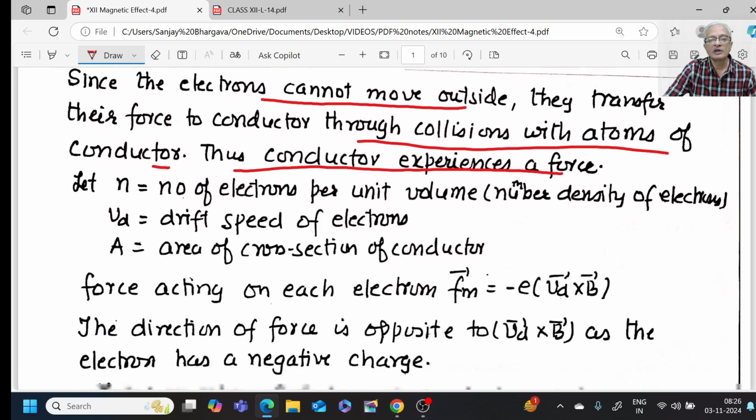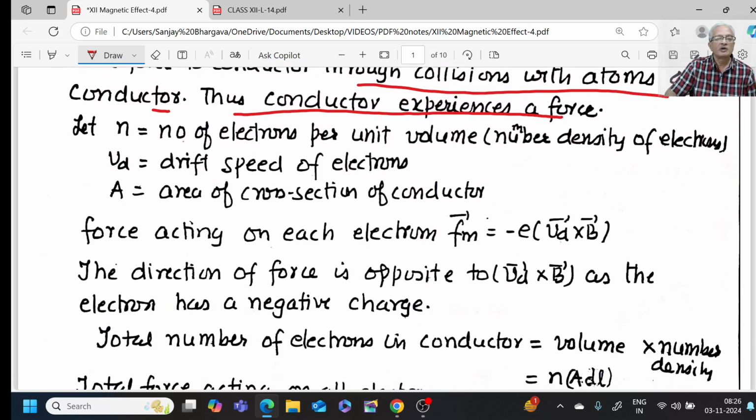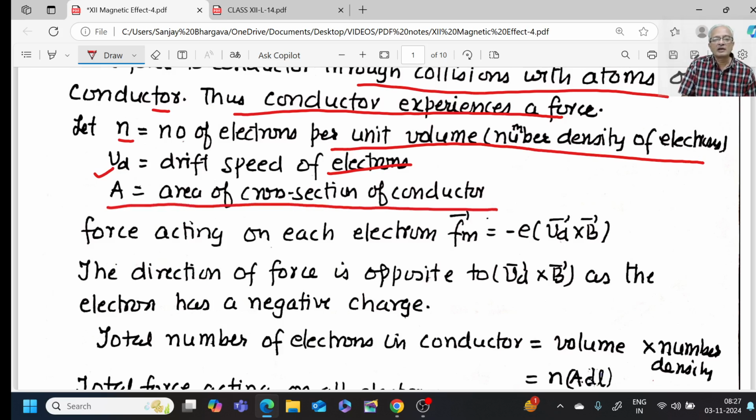So for the calculation, what do we assume? We assume small n as the number of electrons per unit volume, that is number density of electrons. Vd represents the drift speed of the electrons, that is the average velocity that is acquired by the free electrons in the presence of electric field, called drift velocity. A is the area of cross section of the conductor.